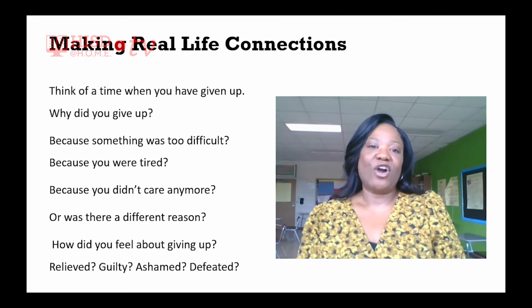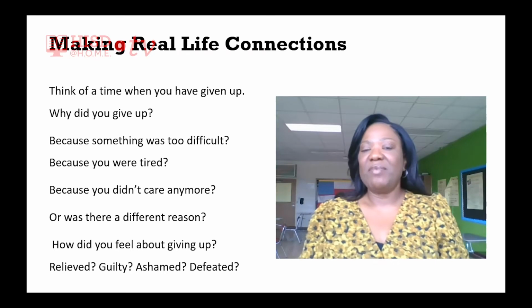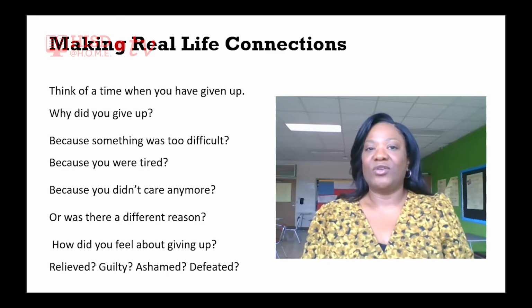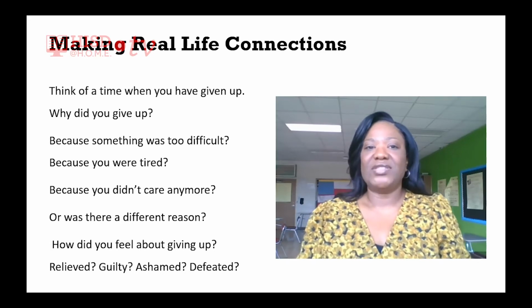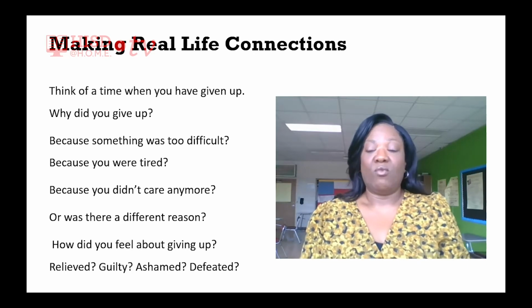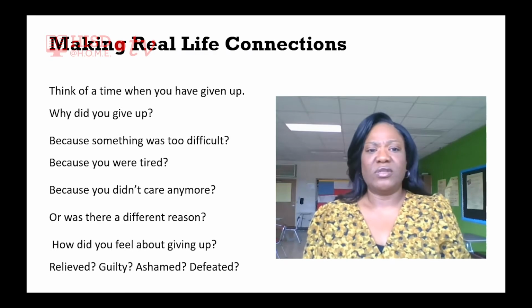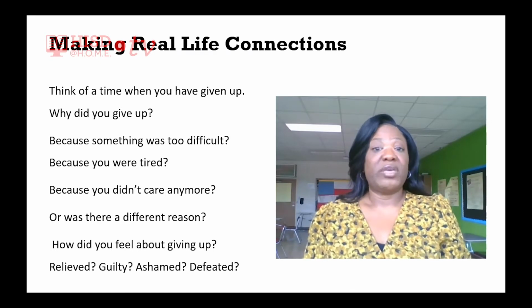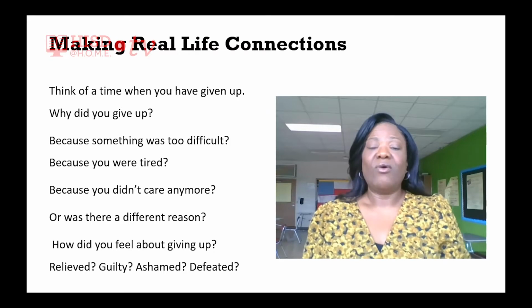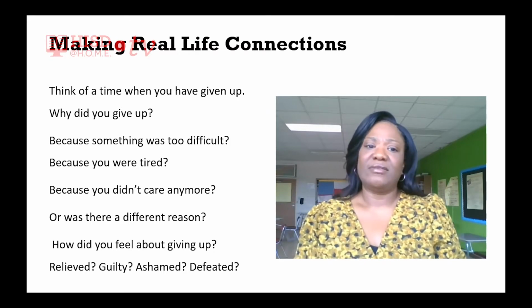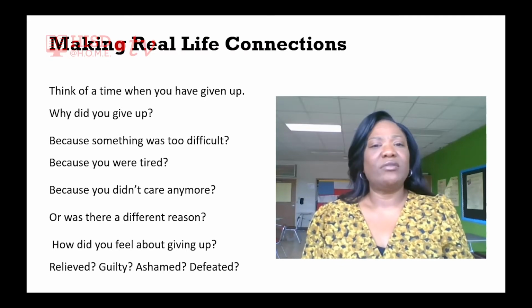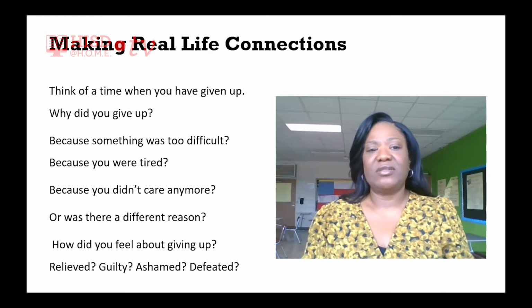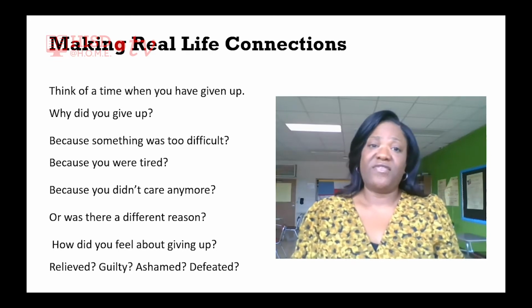So let's make a real life connection to see maybe what Lee's frame of mind was when he did surrender at Appomattox Courthouse. I want you to think of a time when you have given up. Why did you give up? Was it because something was too difficult? Because you were tired? Because you just didn't care anymore? Or was there a different reason? How did you feel about giving up? Were you relieved? Were you guilty? Did you feel ashamed? Or did you just simply feel defeated?